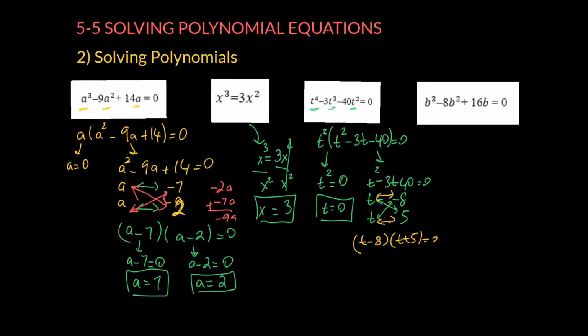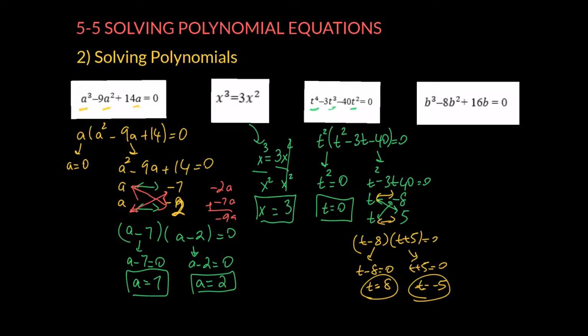Same pattern. Again, two terms multiplied to 0. Either the first one should be equal to 0 or the second one should be equal to 0. So this gives us t = 8. That one gives us t = -5.